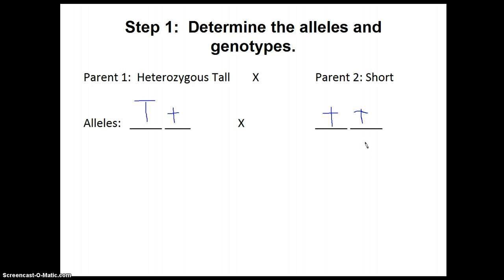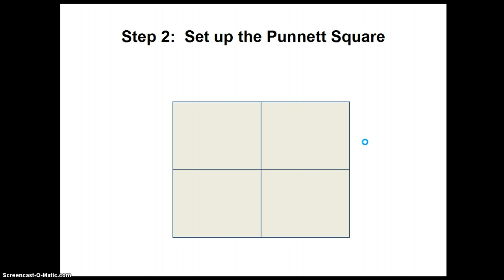All right, let me show you step two. Step two, you draw a Punnett square. And what you do with your Punnett square, you take one parent's alleles, doesn't matter which one, and you put them on the top. You put one over top of this column here, and you put the other allele over this column here. Remember, the other parent was small t, so we'll put those over here.